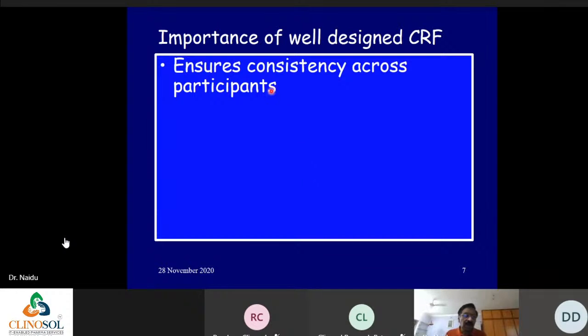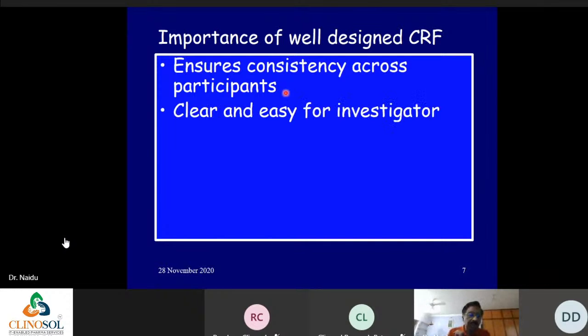Why? Because it ensures consistency across the participants. In a clinical trial, there may be 50 participants, or in a multicentric trial there may be 100, then there may be 1,000. So the case record form is the only document which provides absolute consistency between all the participants. This is the first important reason for designing a well case record form.